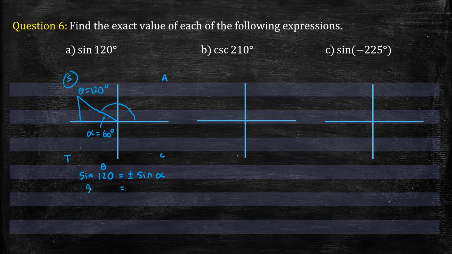So sine 120 is the same as sine 60. And you can check with your calculator if you like. Those will give you the same value and the same sign as well. So looking at our diagram, alpha is 60, which means that this length is root 3, the hypotenuse is 2, and this length is 1.